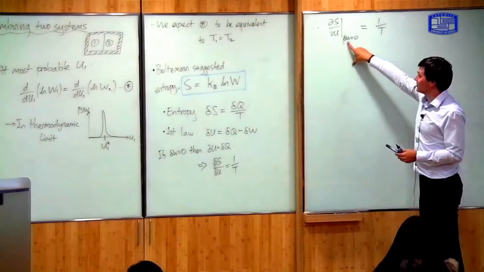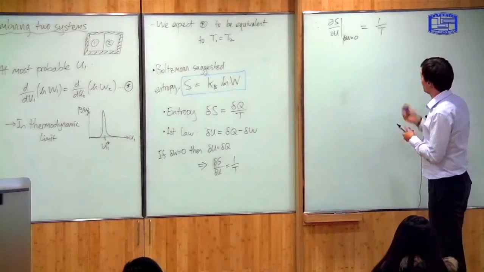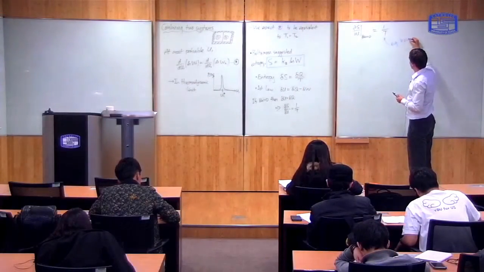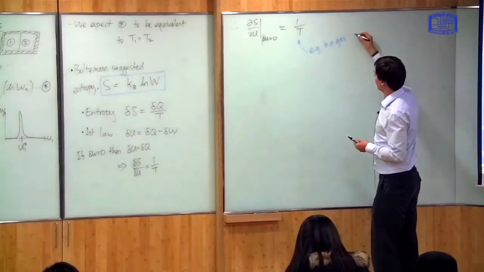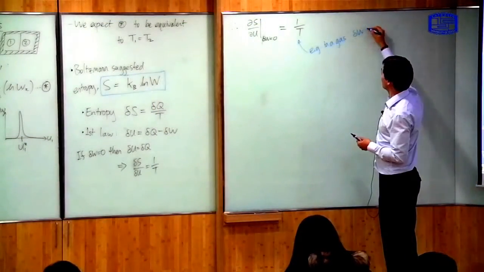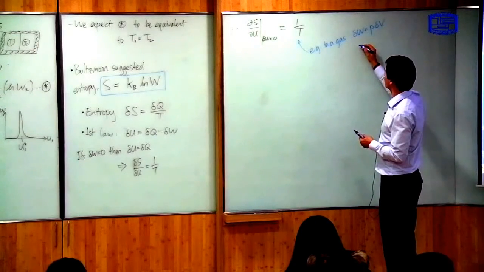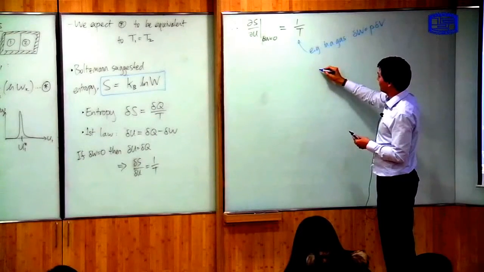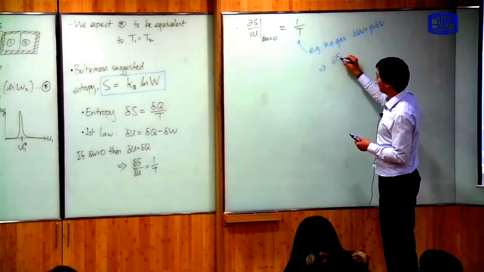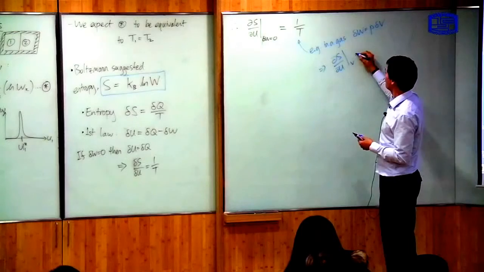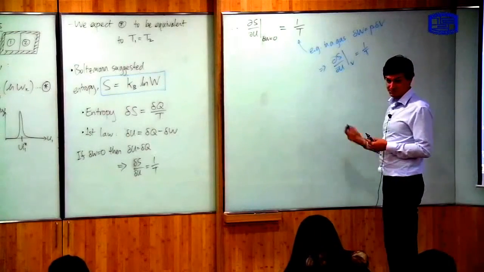So this condition that the system is doing no work is important, and for example in a gas, we've seen that the change in work is equal to the pressure times the change in volume. Okay. So therefore we get that the derivative of S with respect to U at constant volume is 1 over the temperature.